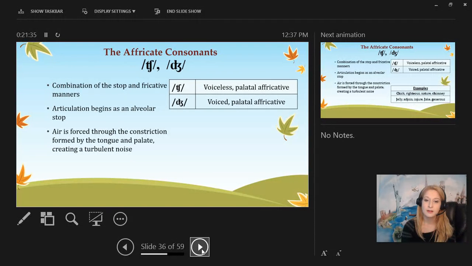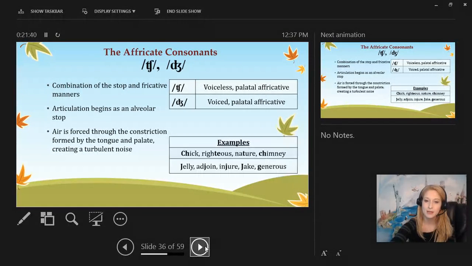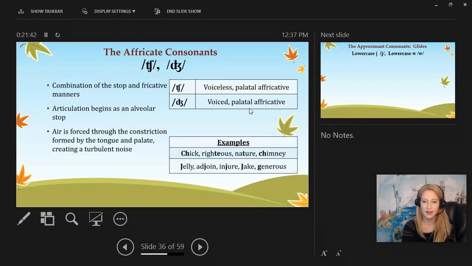You can see the first one is a voiceless palatal affricate, and on the bottom we have a voiced palatal. The first one is voiceless, and the second one is voiced. So, for example, we have chick, righteous, nature, chimney, ch. And then j is jelly, adjoin, injure, Jake, generous, making the j sound.